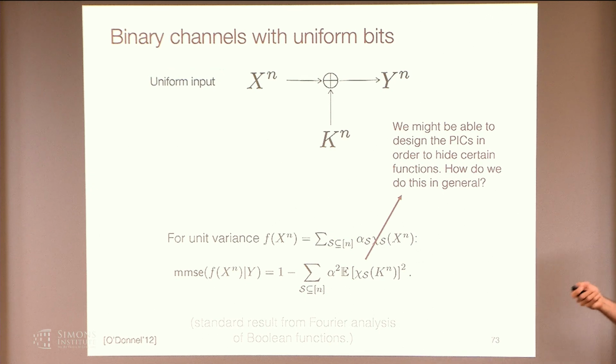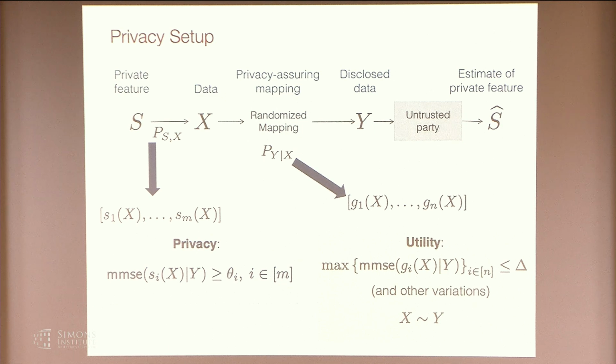How can we generalize this? You can actually generalize this by building a convex optimization problem. So this is the setup, I'm going to restate the same thing now in slightly more generality. We return to our privacy setup, right? So S is our secret private feature, X is our data. We're going to assume that what I want to hide is a set of functions of X, denoted by S_1 to S_m. And I'm going to restrict the MMSE of estimating each one of these functions to be larger than theta_i, so that these values are pretty high.